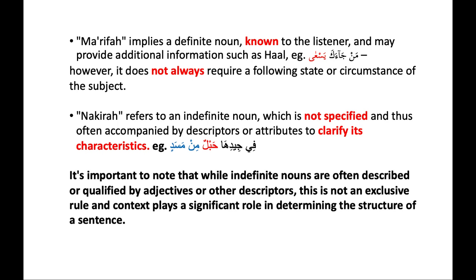Nakira refers to an indefinite noun which is not specified and thus often accompanied by descriptors or attributes to clarify its characteristics. For example, fi jidha hablum min masad. From this rule, it is important to note that while indefinite nouns are often described or qualified by adjectives or other descriptors, this is not an exclusive rule, and the context plays a significant role in determining the structure of a sentence.